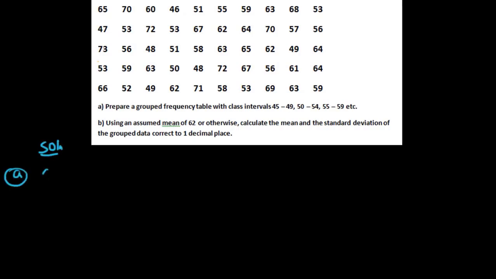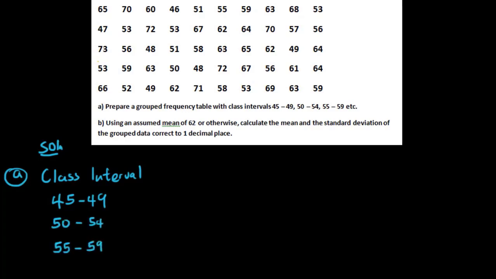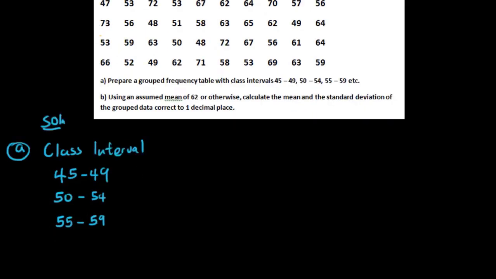Now we've got class interval. Remember, I was told to take 45 to 49, so we have 45 to 49. We have 50 to 54. We have 55 to 59. What else? Now, what I'll do here is to look for the highest number in this set of data. If you look, I think the highest number is 73. So we will be having 60 to 64.